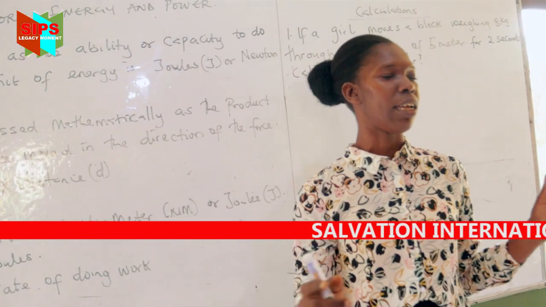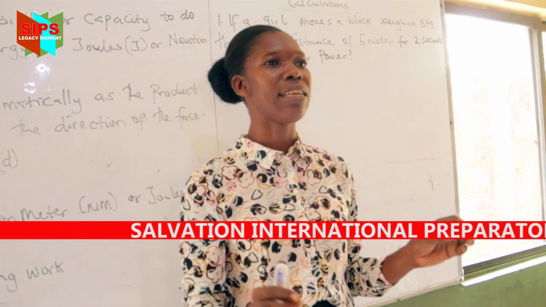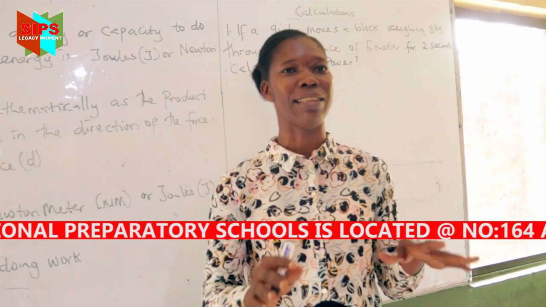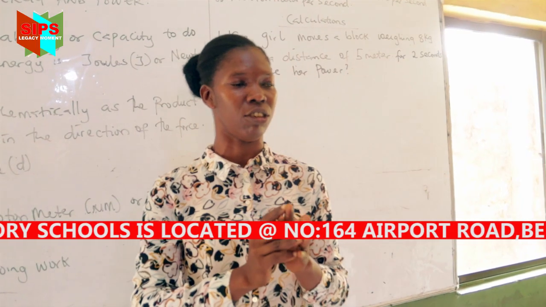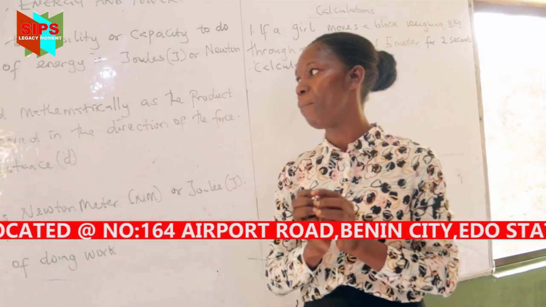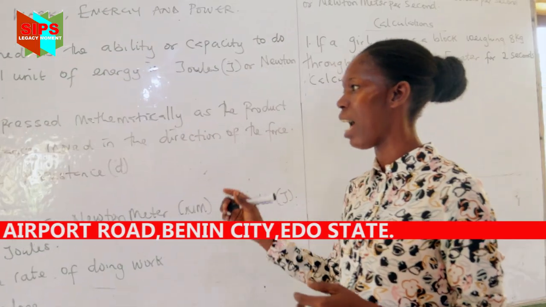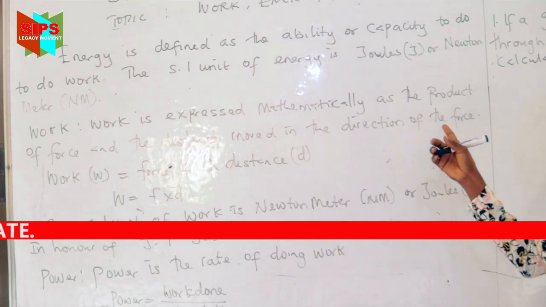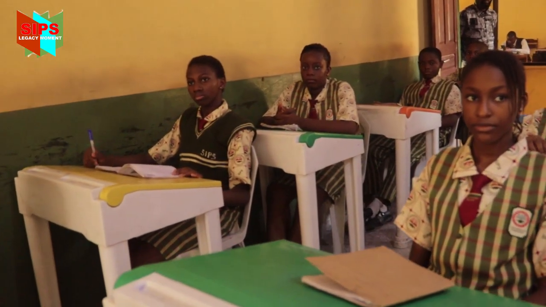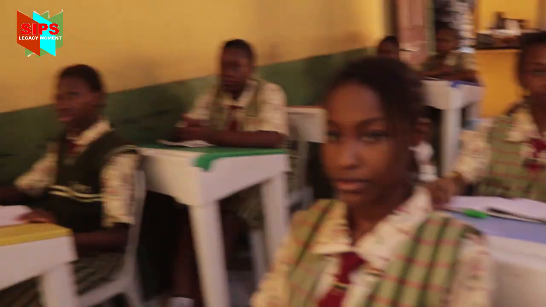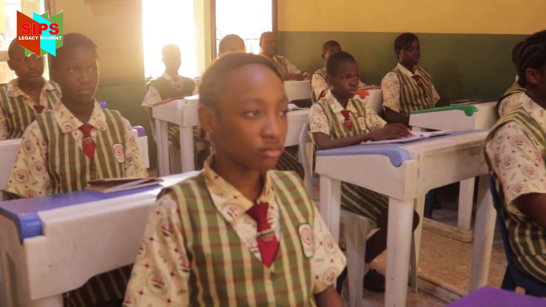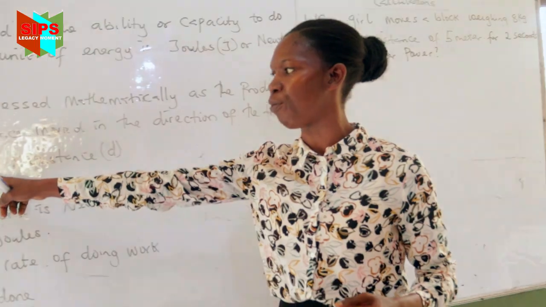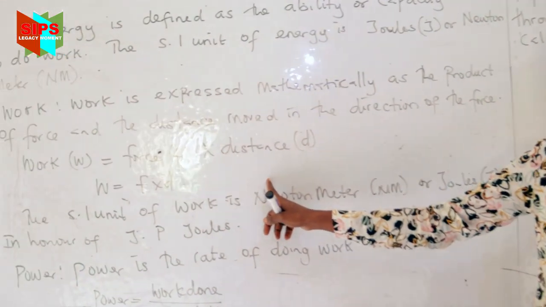Now, what is work? In literal terms, work is anything you spend energy on. Any productive activity that requires the use of energy is what we call work. But mathematically, work is defined as the product of force and the distance moved in the direction of the force. Now, in mathematics, product simply means multiplication. So mathematically, work is force times distance covered.